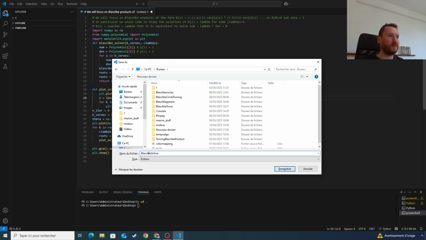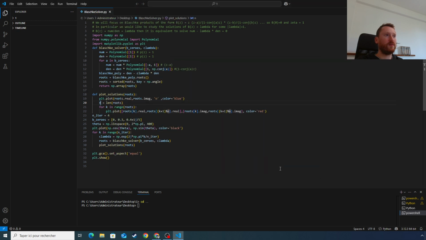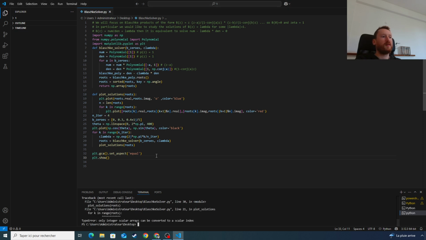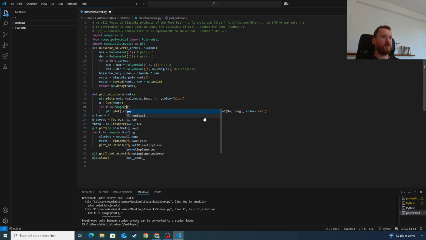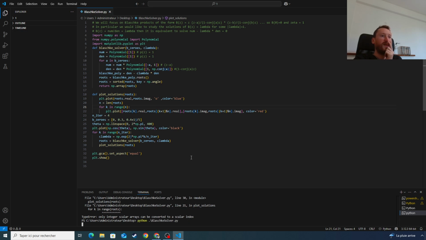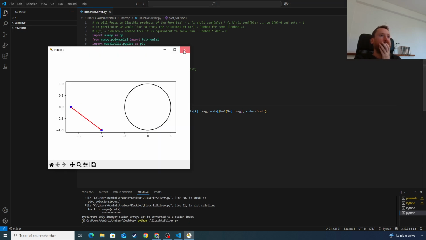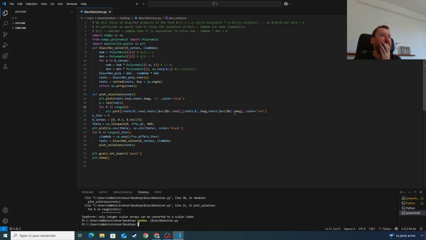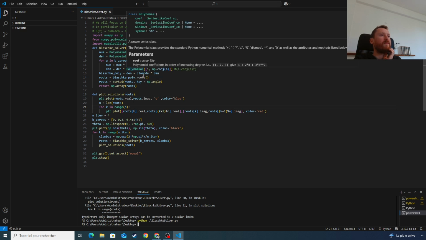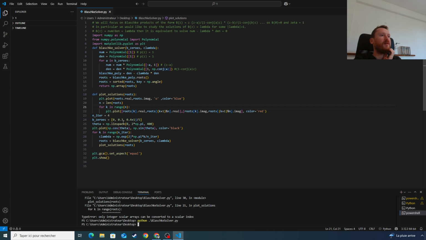Blaschke solver. So Python Blaschke solver, for k in range, yeah, in range n. That's a mistake. Okay, it doesn't work. So plt.roots, denominator c lambda is this.